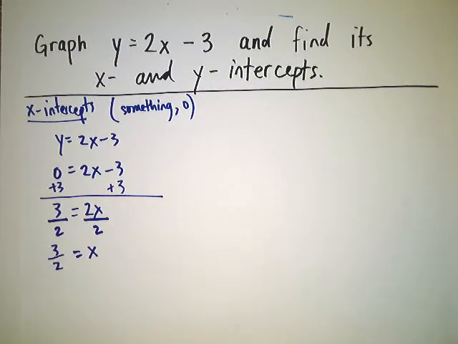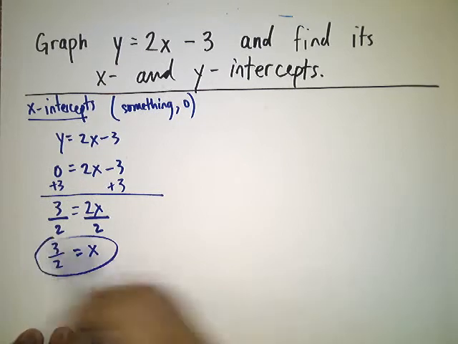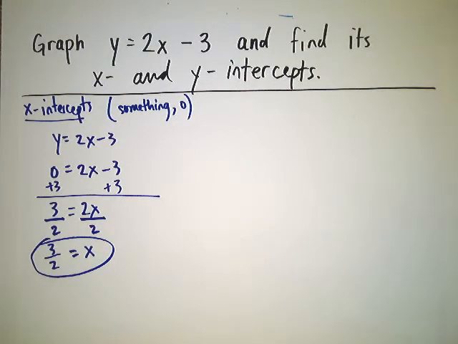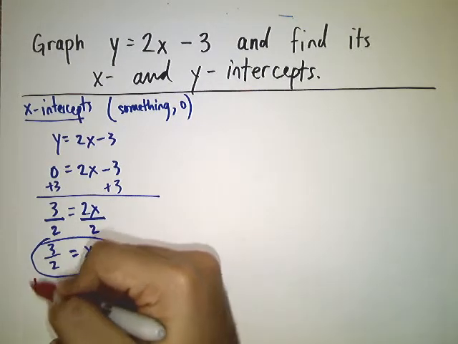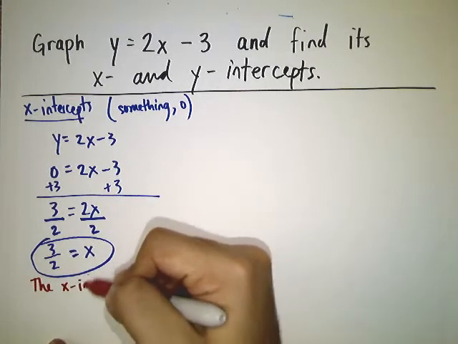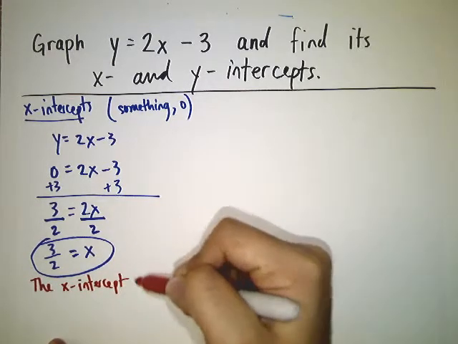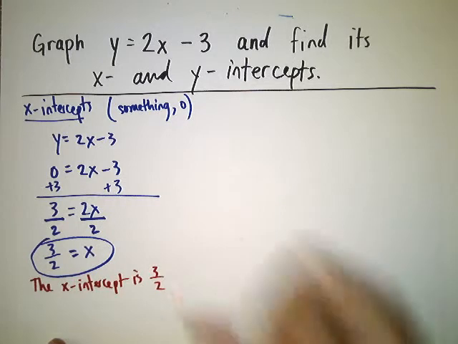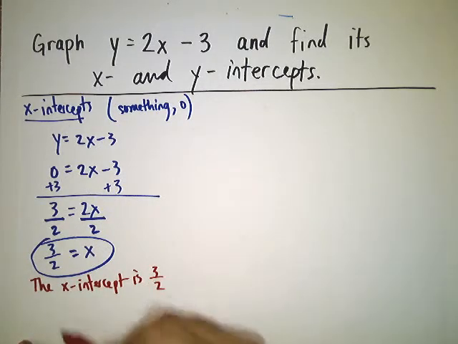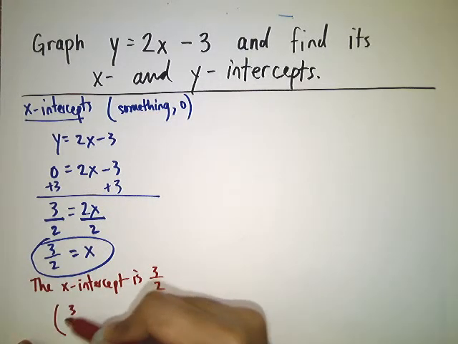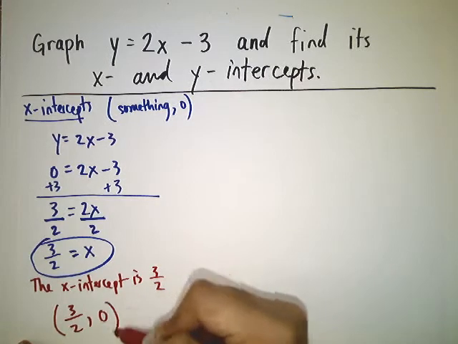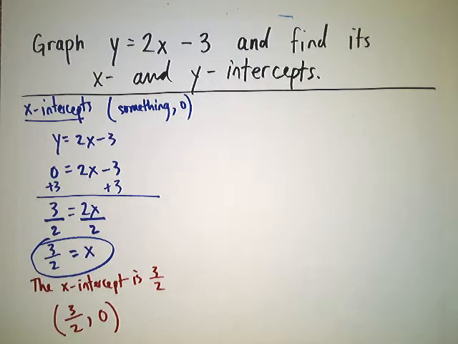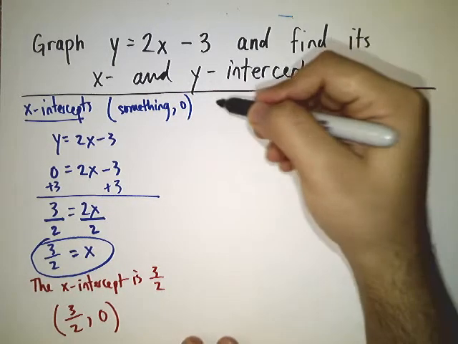Let's see, can we simplify 3 halves at all? Are there any numbers that go into 2 and 3? Nope, no numbers other than 1. So in this case, the x-intercept is 3 halves. And that means that the point we'll graph is 3 halves, 0. Again, we'll do the same thing for the y-intercept.